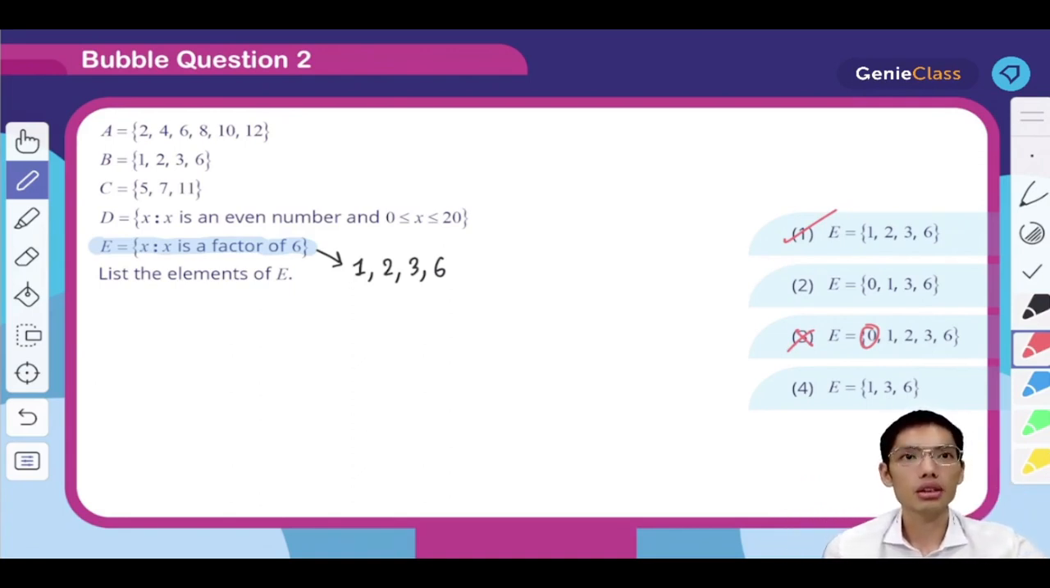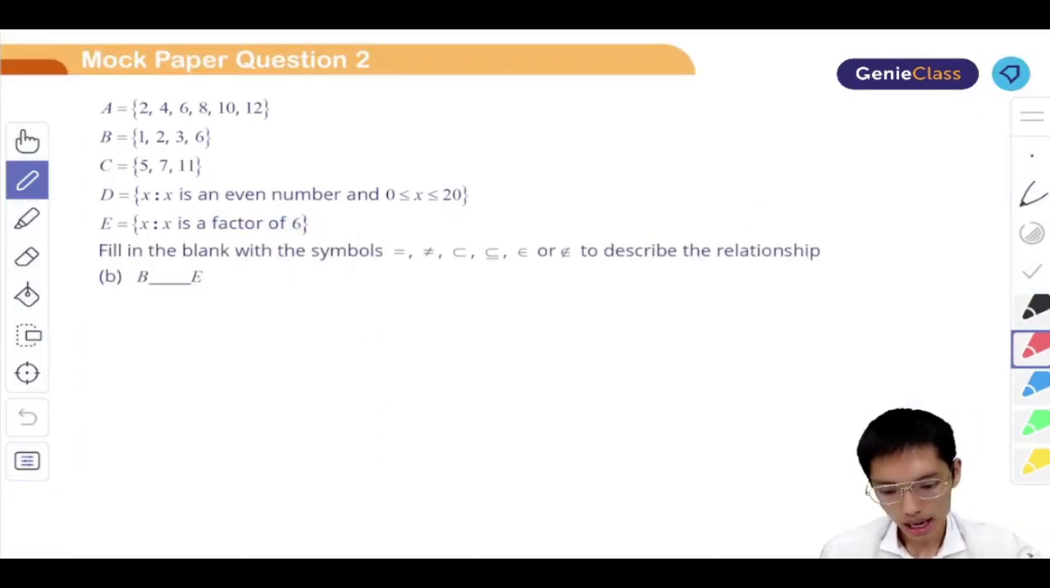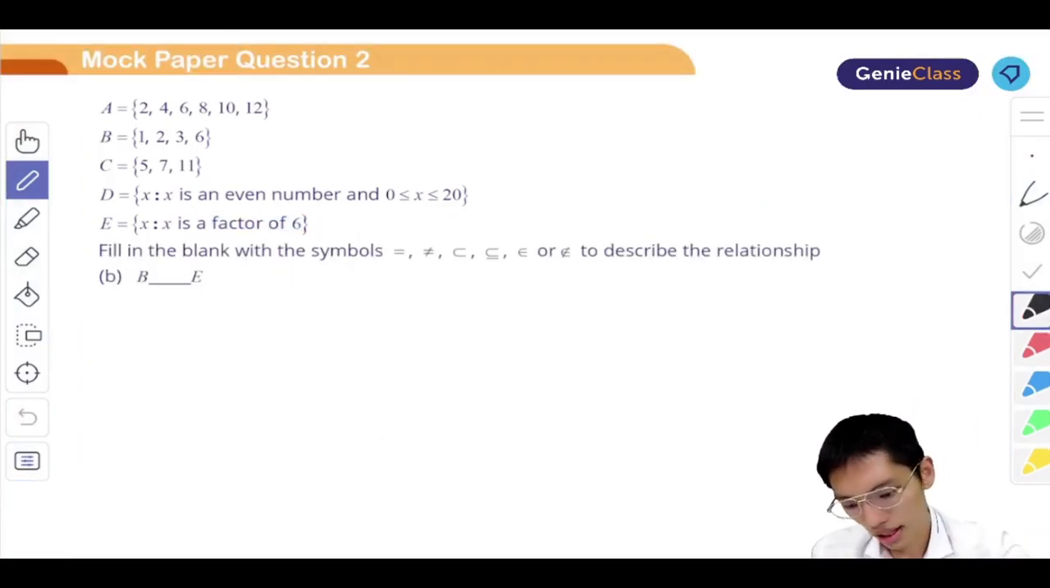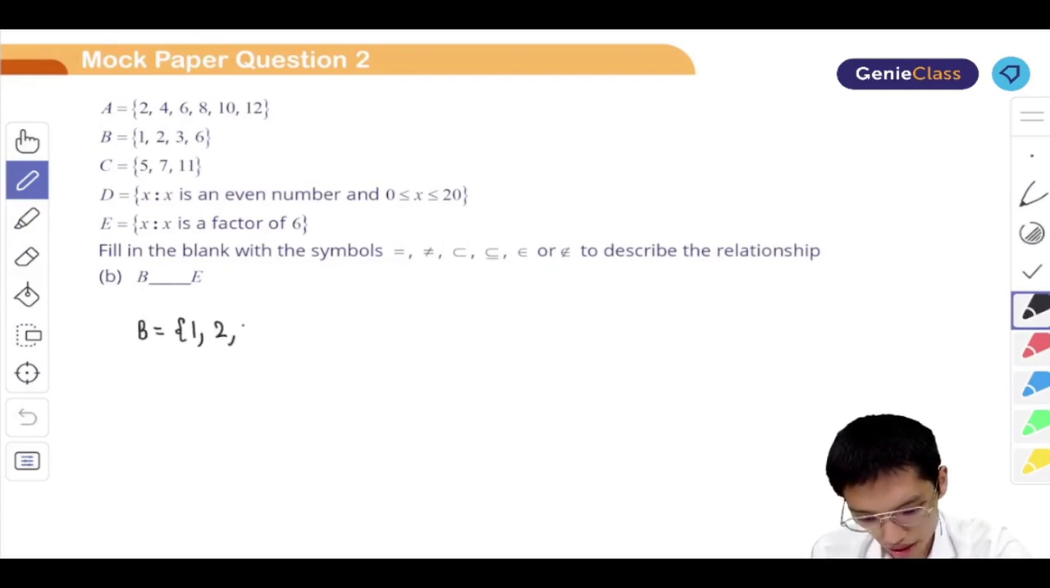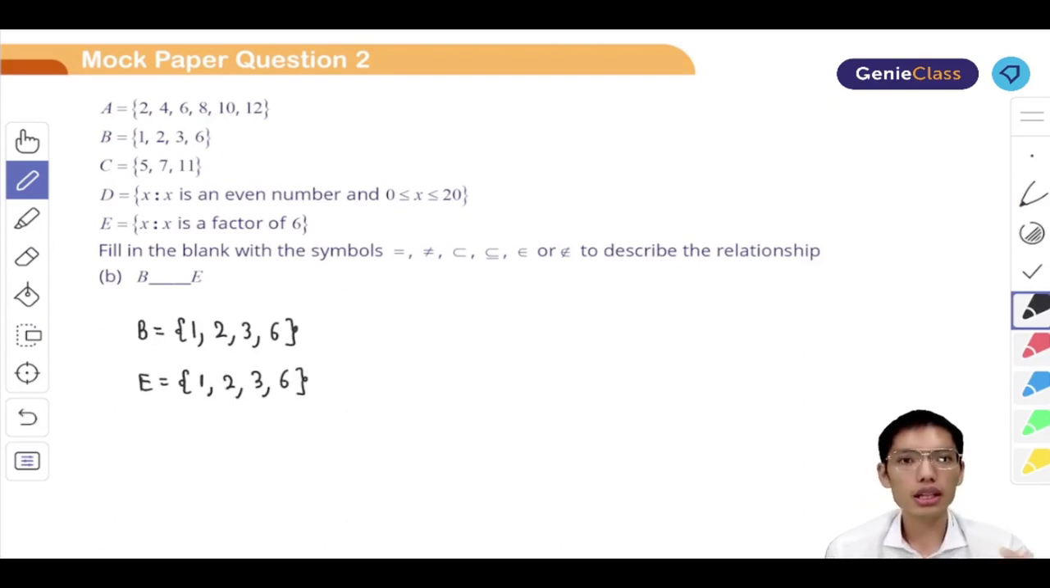Alright, so along the way, just remember, as I'm explaining, try to listen to the explanation as I'm explaining, and more or less you are able to follow through well. Okay, so this is for bubble question 2. And what are the different kind of questions that we have? B and E. So let's list down. So B is this set, and we have just answered from the previous bubble question E. That is going to be this one as well. 1, 2, 3, 6. So over here, what happens?